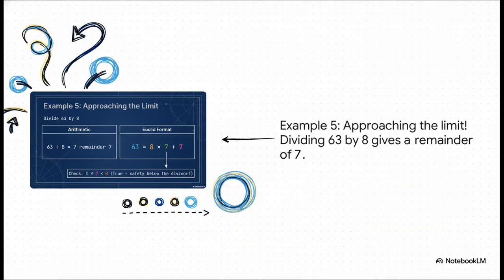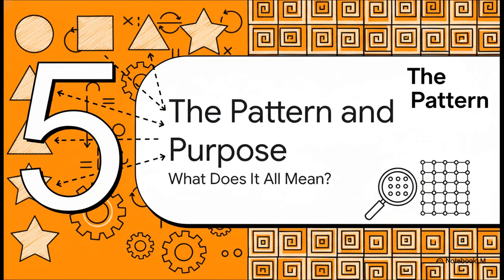Okay, our final example is really cool because it pushes the rule right to its upper limit. If we divide 63 by 8, we get a quotient of 7 and a remainder of 7. Now notice how the remainder, 7, is just one shy of the divisor, 8. It's as high as it can possibly go, but it still remains strictly less than 8, which means it perfectly follows the rule. So, we've seen it work with small remainders, with 0 remainders, and with remainders that push the very limits of the rule.